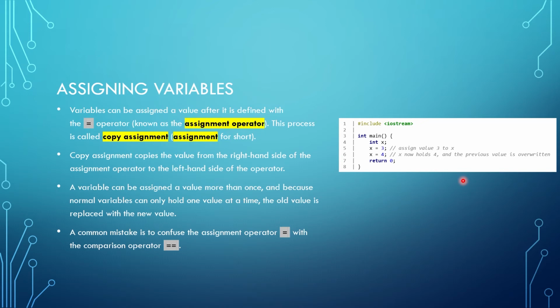A common mistake is to confuse the assignment operator with a comparison operator. So over here we've declared x, and then we can assign a value 3 to x, and now x holds 3, and then we can assign 4 to x, which will replace the 3 with a 4. Basically, the previous value is overwritten.